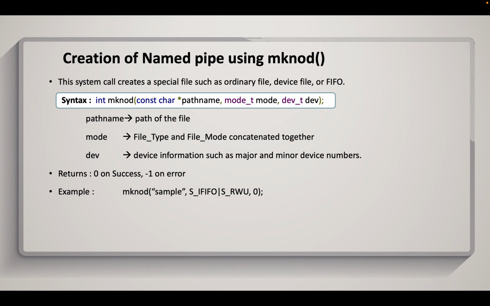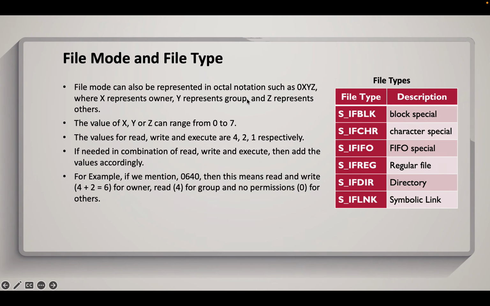So here we have a mode. The second argument is mode. These are different modes, in which mode we open a file. Whether you open a FIFO file or a character special file, these are different types of files. So the file types will be used in the mode.